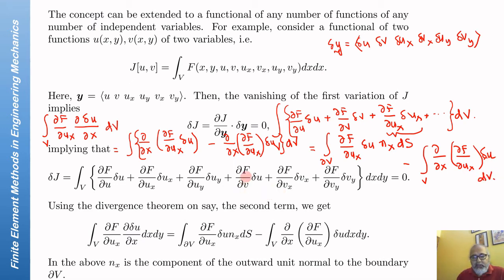Now if you have u's and v's specified all over the boundary, then obviously delta u is going to be 0 at the boundary. So this term is going to be 0. So this is what is going to remain. Similarly, the next term here would be del f del vx delta vx, which you can treat in the same way. You will get minus del x of del f del vx delta v dv, and so on for all the terms.